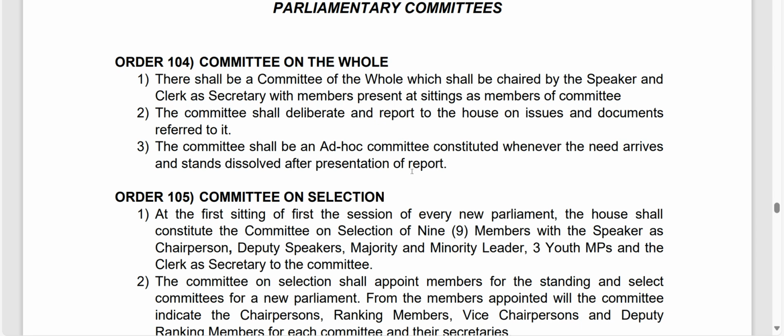It's a committee chaired by the Speaker, and now all members are part. And when Mr. Speaker is chairing Committee of the Whole, he doesn't wear his robe. So you remove his robe and then he will still be in his chair and then he chairs. That is Committee of the Whole.